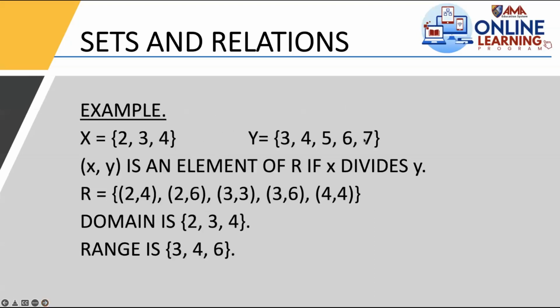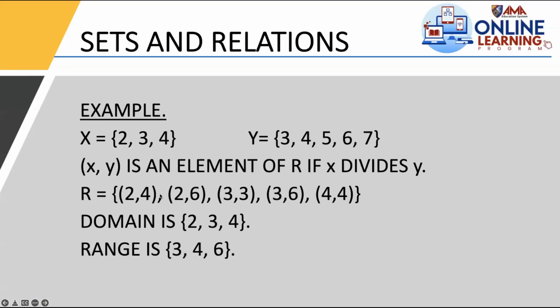So again, these are numbers, no? X is 2, 3, 4 and Y is 3, 4, 5, 6, 7. Actually, here it's obvious now, right? But again, we don't have a relation here. We're just defining sets. We don't have a relation because a relation is a set of ordered pairs. So we'll have a relation here, class.